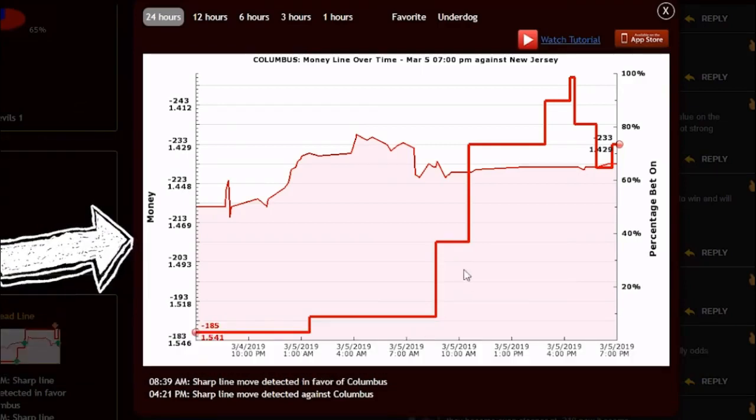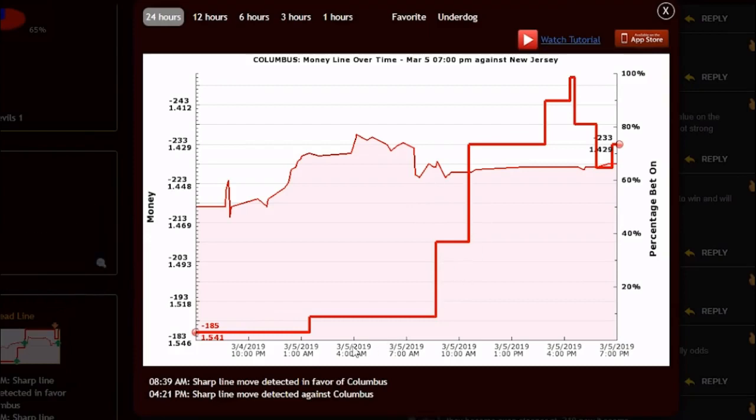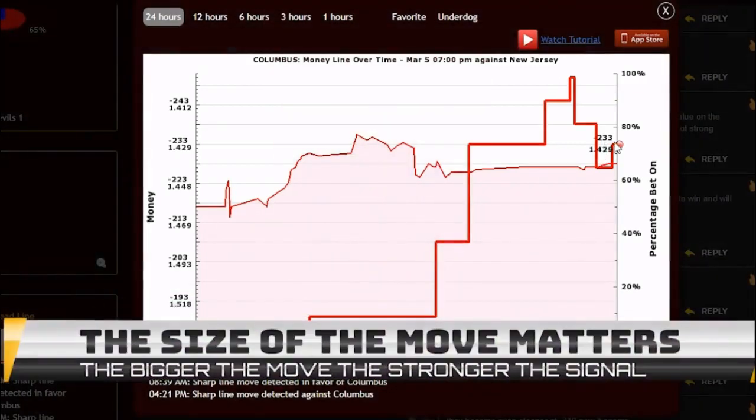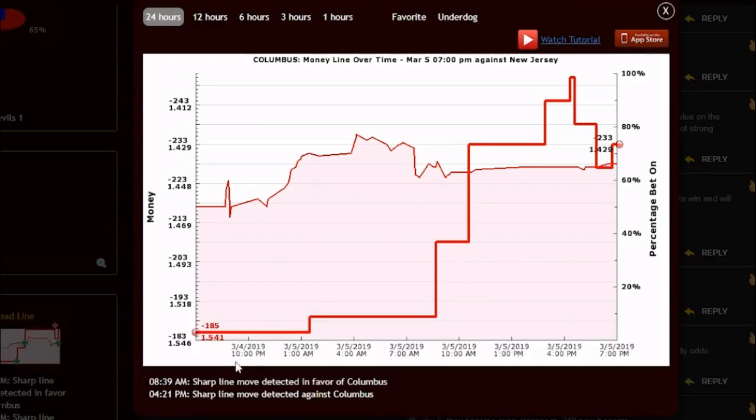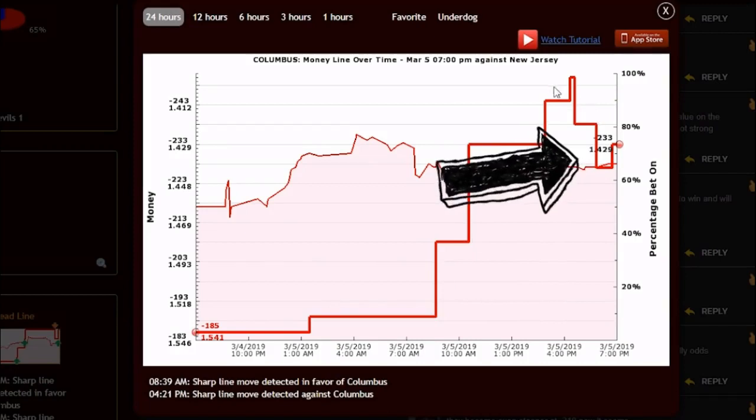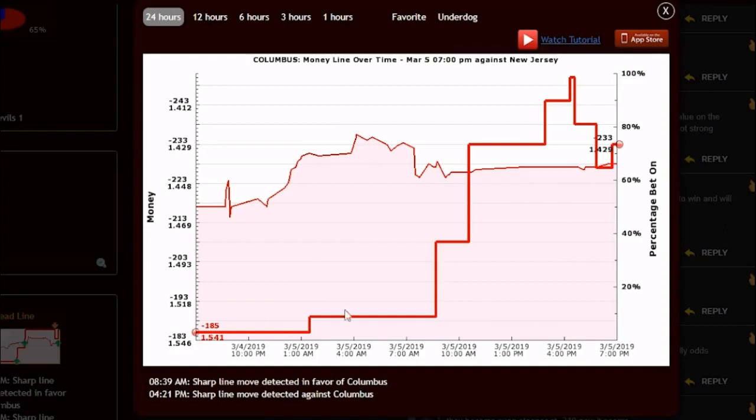As you can see, Columbus is a road favorite, and it opened at -185, and then moved throughout the day to -233, with about 70% of people betting on the team. There were no strong reversals, so you can see the move is coming in favor of Columbus. And this little last turn was really insignificant. It's a really small reversal, so I wouldn't consider this, it's probably just a little bit of noise. If you look at this chart, this is always a clean indication that the money is coming on the favorite, and they're expecting an easy win for the favorite.